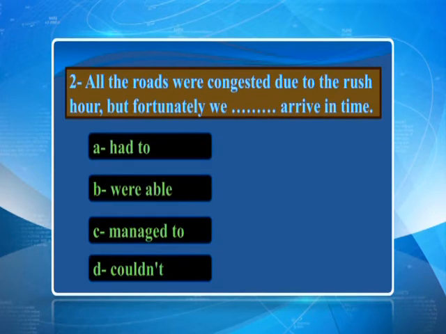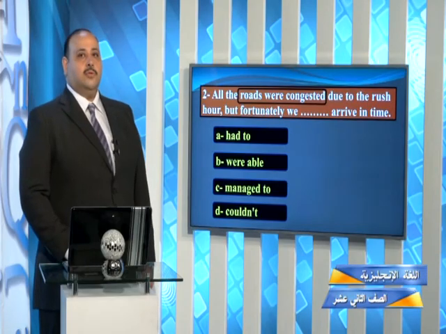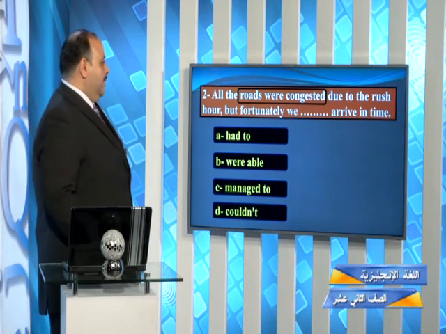All right. Now number 2. All the roads were congested due to the rush hour, but fortunately we arrived in time. Now think about this. We have had to, were able, managed, and couldn't. Okay. Roads were congested. Now here the rule is related to the ability. It's something that you could really do, but with difficulty or after exerting efforts. Now let's see which one.